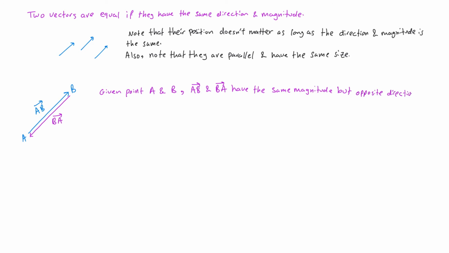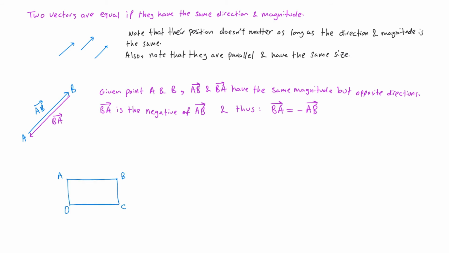In this case where we have vectors AB and BA, they have the same magnitude, but they have different, opposite directions. And we say that BA is the negative of AB, and thus we can write that vector BA is equal to negative vector AB.